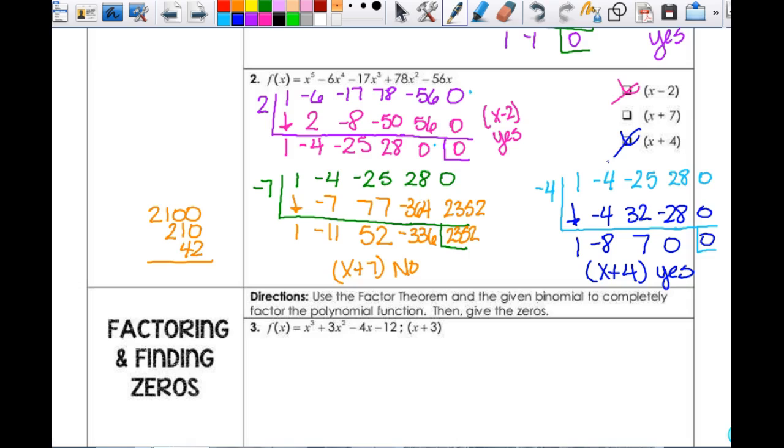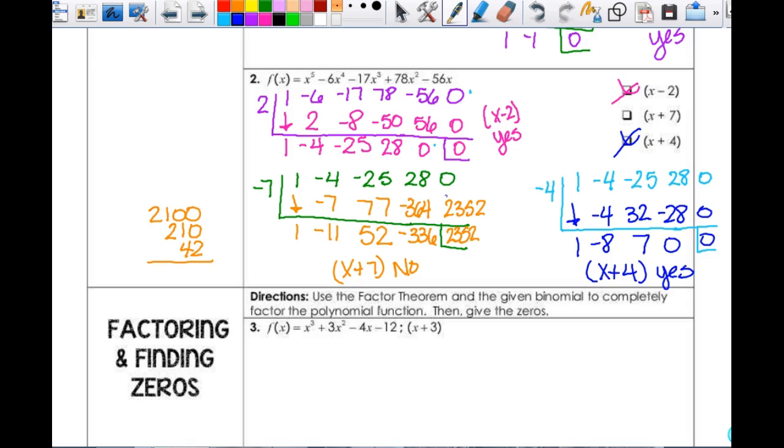You agree with that? Easy enough? Okay, so that's how you test factors. If you get a remainder of 0, the answer is yes. If you don't, the answer is no. If you're testing multiple ones on the same polynomial, as soon as you get a yes, you can reduce what you're dividing it into, okay, and keep track of that. All right, any questions at this point?